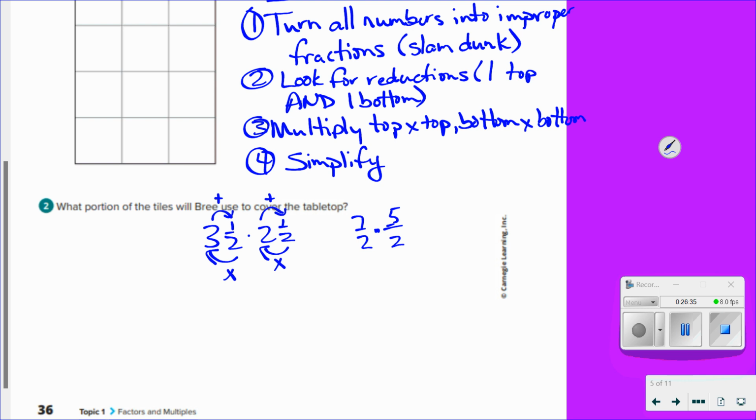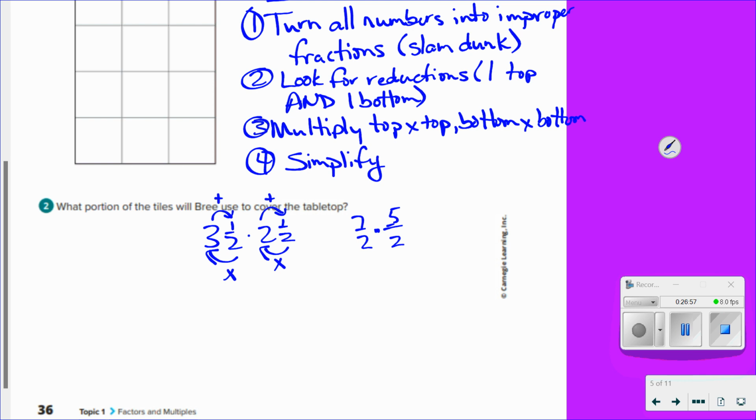Mason? Wait, what do you guys mean by look for reductions, one top and one bottom? We're about to cover that. So I have a 7 and 5 on top, 2 2s on the bottom. Can I do a reduction? Is there a common factor on numbers on the top with numbers on the bottom? Can I divide something on top and bottom by 2? Well, 2 is all I got down there, so I know I'm done.